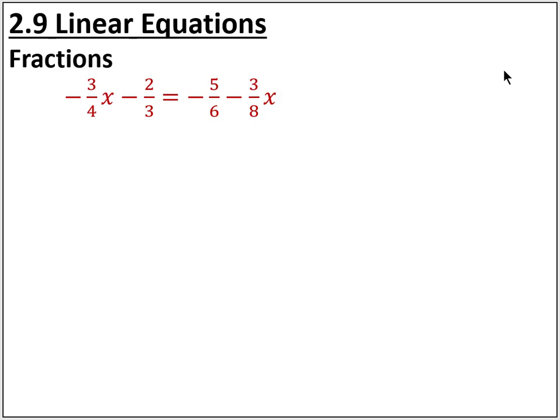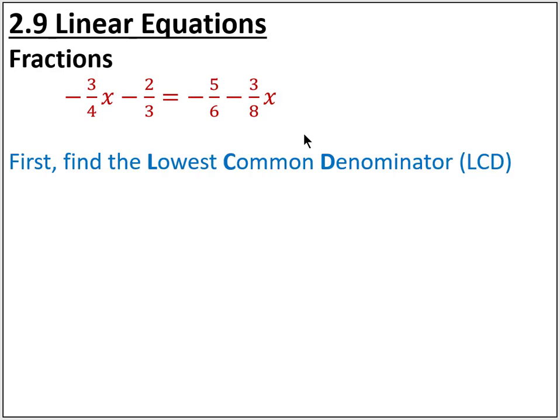So let's take a look at our example here. We have negative 3 over 4x minus 3 over 2 equals negative 5 over 6 minus 3 over 8x. When we take a look at all these fractions, I notice they all have different denominators. When it comes to adding and subtracting fractions, we need to look for a common denominator. In this section, we're going to be looking for the lowest common denominator, also known as LCD.